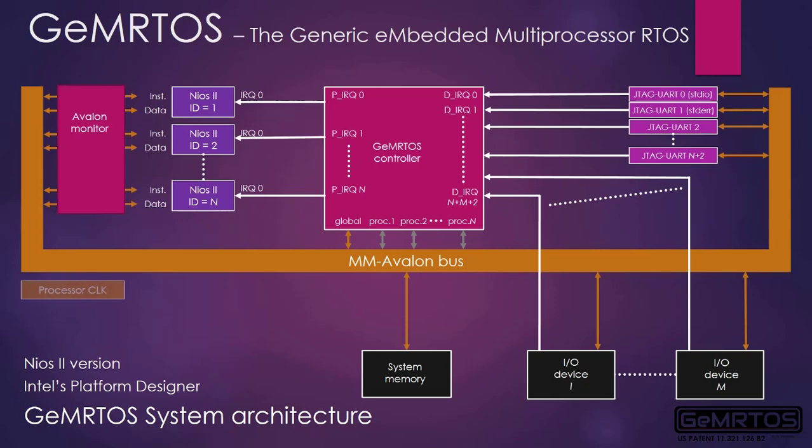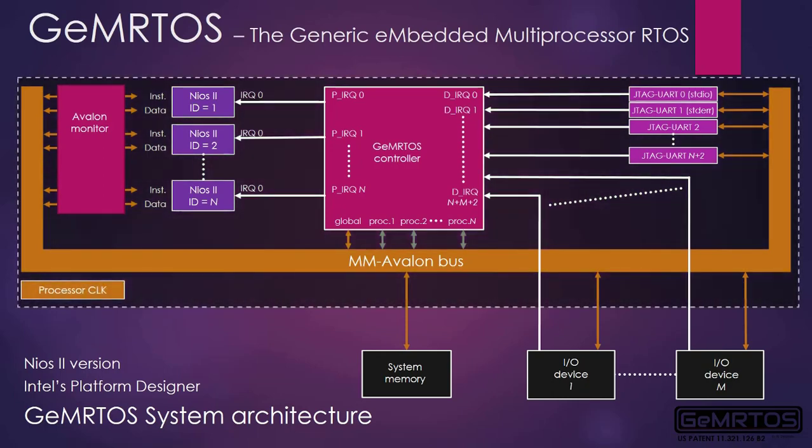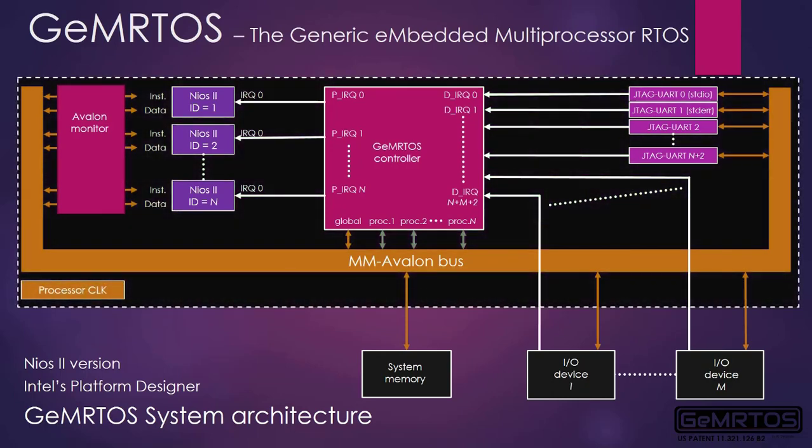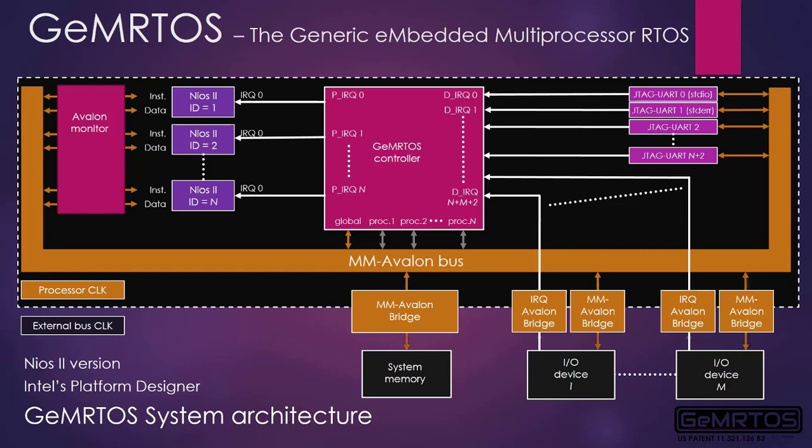All internal components of the GeMRTOS system architecture have an input clock. Consequently, this input clock defines the clock domain of the internal components of the GeMRTOS system architecture. To improve system performance, an external clock is defined for the external components. Avalon bridges are the interfaces that connect the clock domains. A JTAG Avalon master is included in the GeMRTOS component for debugging purposes.